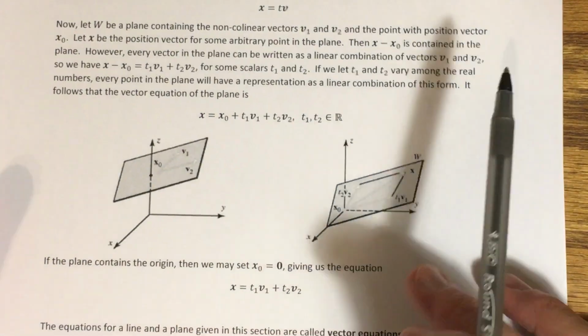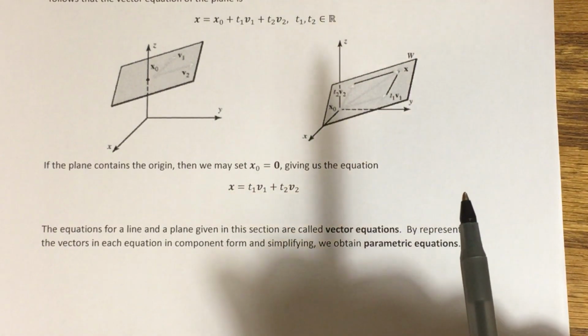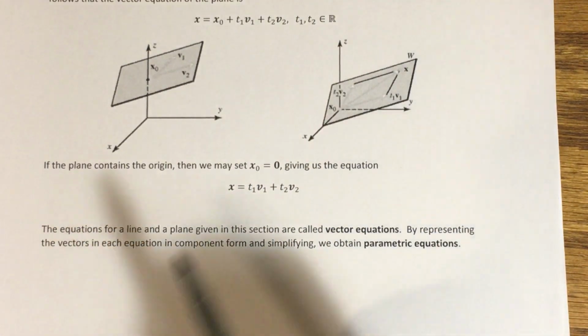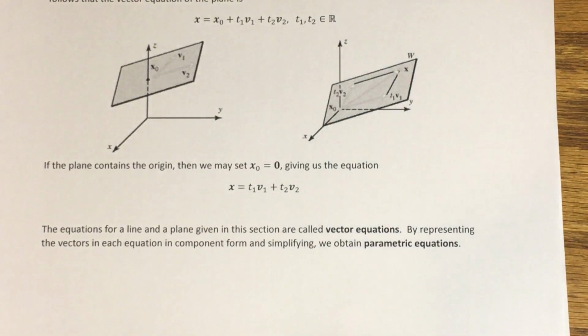Okay, once again, we're going to single out the case where we're talking about a plane passing through the origin. In that case, you can let x naught equal the 0 vector, and we get this simpler looking equation: x equals t1v1 plus t2v2.